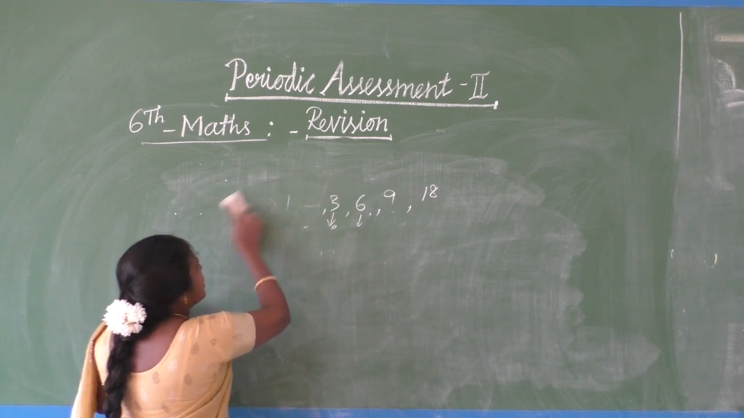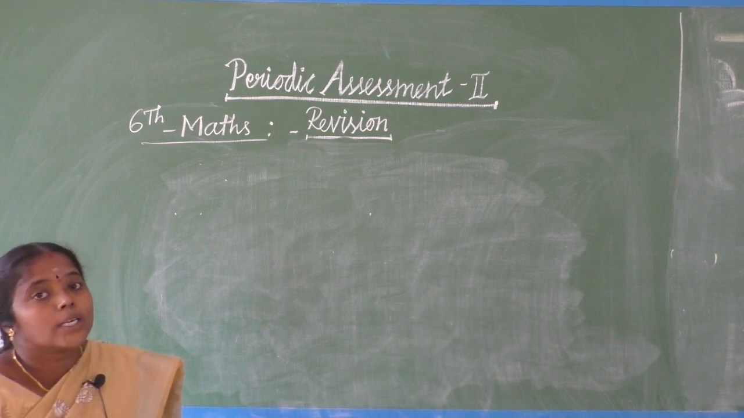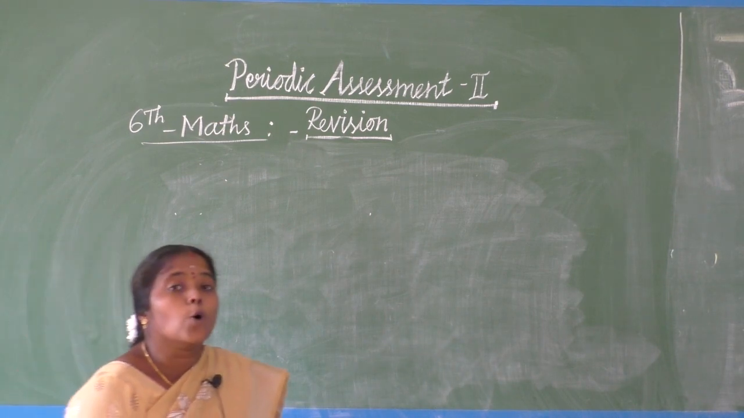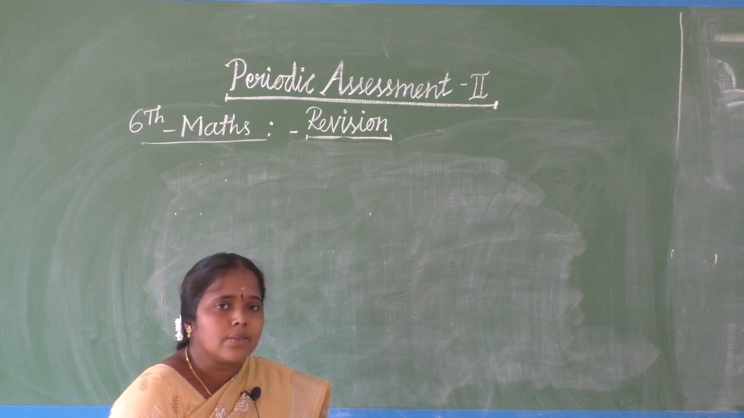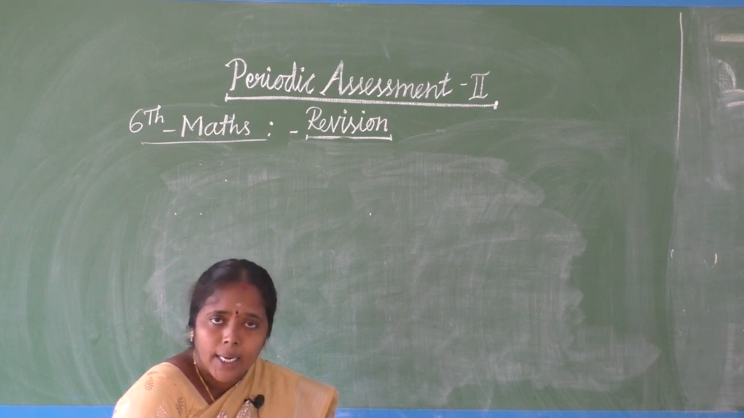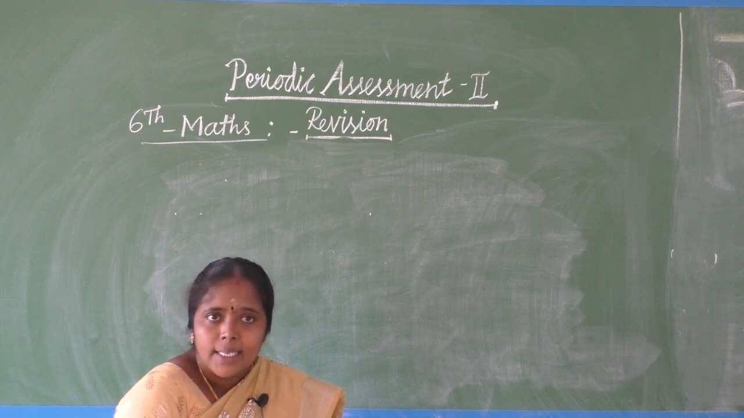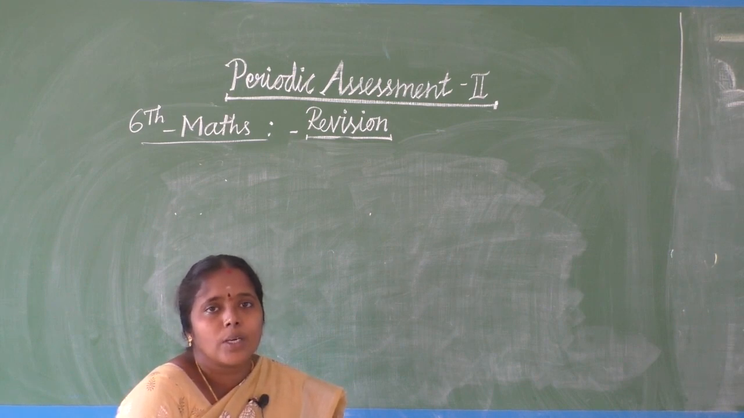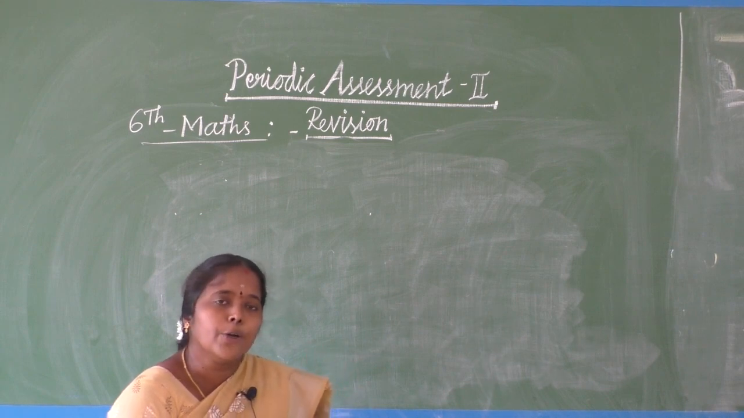Common factors, based on the familiar definition we have discussed. What is that? Co-primes. Co-primes means the numbers which have exactly one common factor, 1. Co-prime means the numbers which have common factor as 1 only are called co-primes.